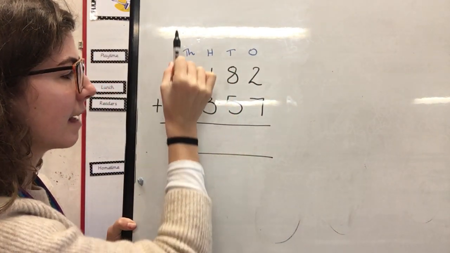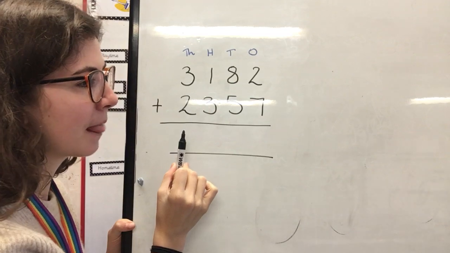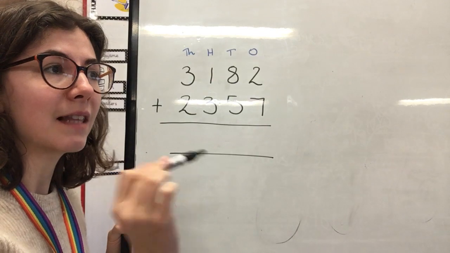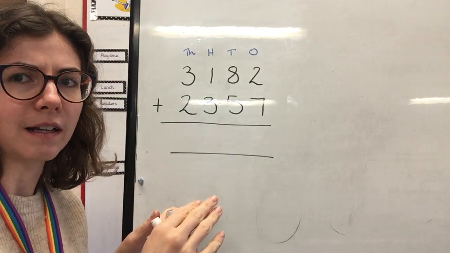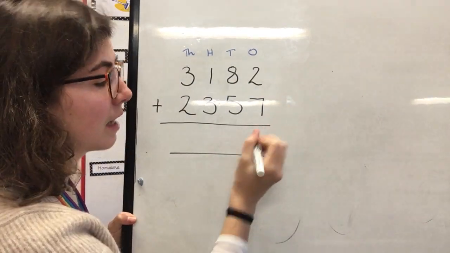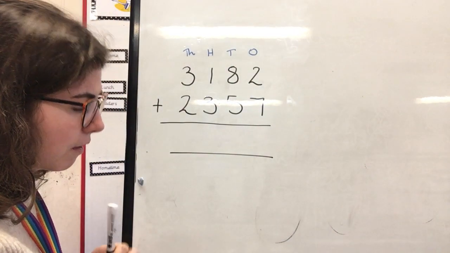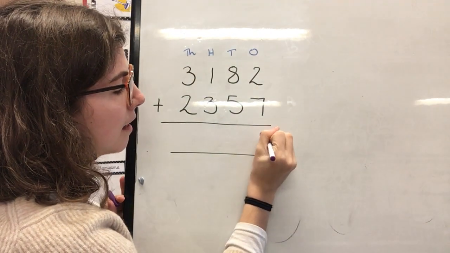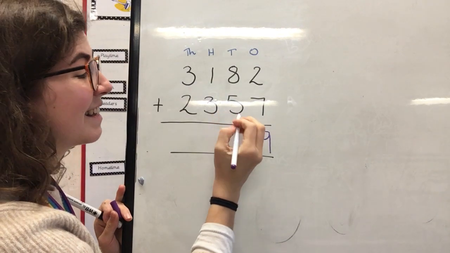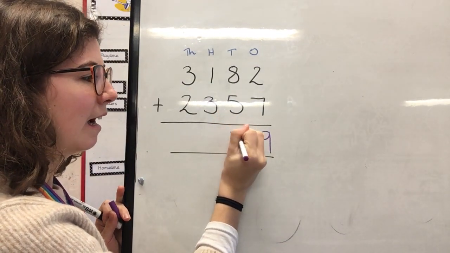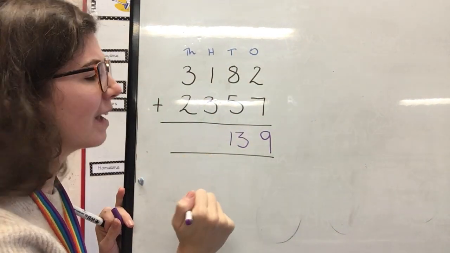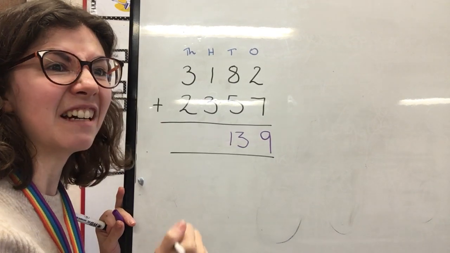the hundreds are aligned, and the thousands are aligned as well. So, just like we did last time, I'm going to start in the ones again because that is the column I've got with the lowest value. So 2 plus 7. Well, 2 plus 7 is 9. So I'm going to write the total 9 underneath them. 8 plus 5 is 13, but I can't write 13 in my tens column because the most value I can have in my tens column is 9.